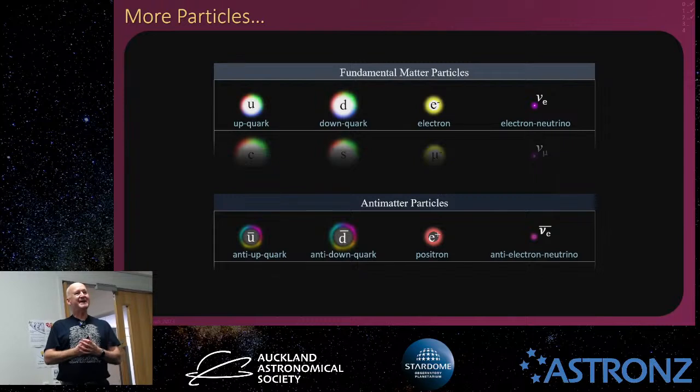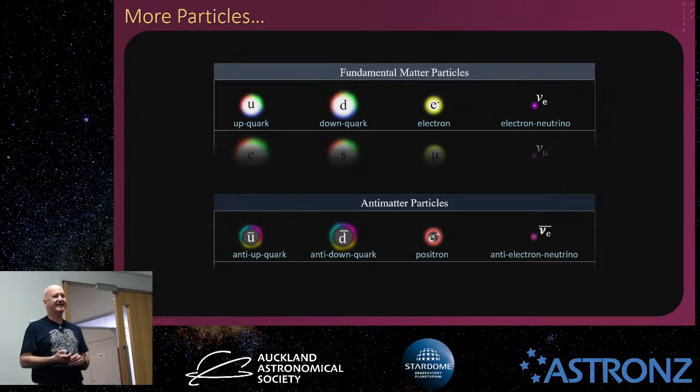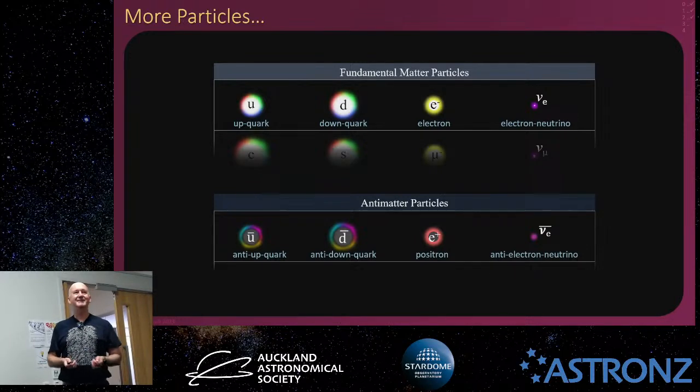And of course there's antimatter particles, as we saw before. You don't need to remember them all. The only thing to remember is that each fundamental particle has an antimatter counterpart, often written with a little bar at the top and with the opposite electric charge. But we don't need to worry about that too much tonight.